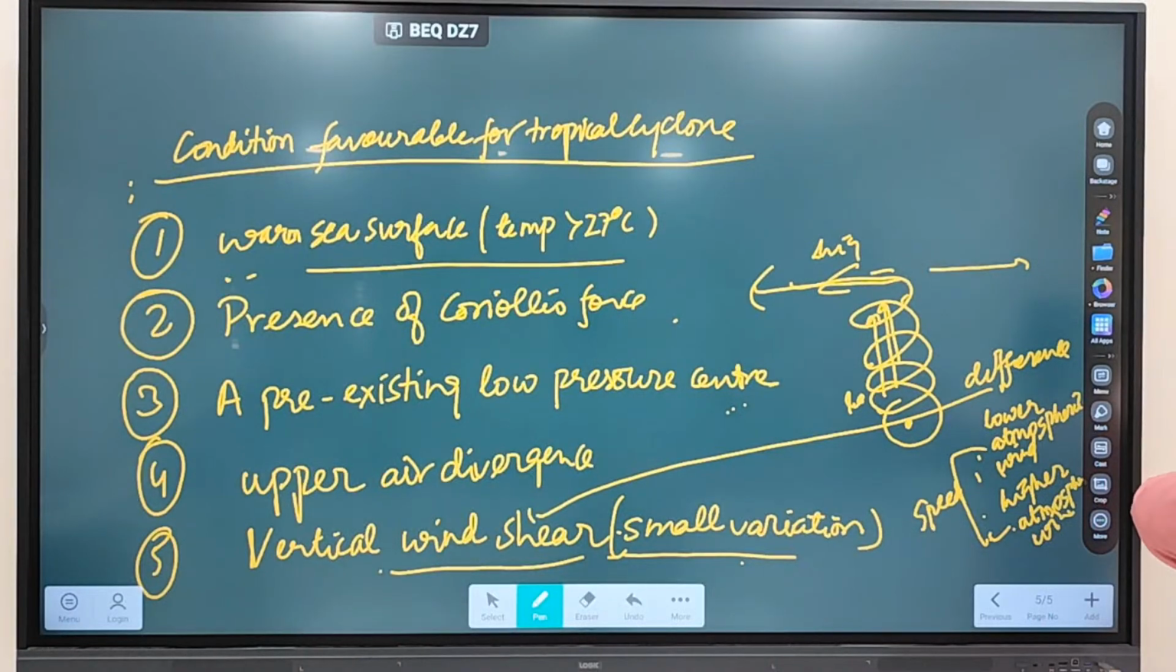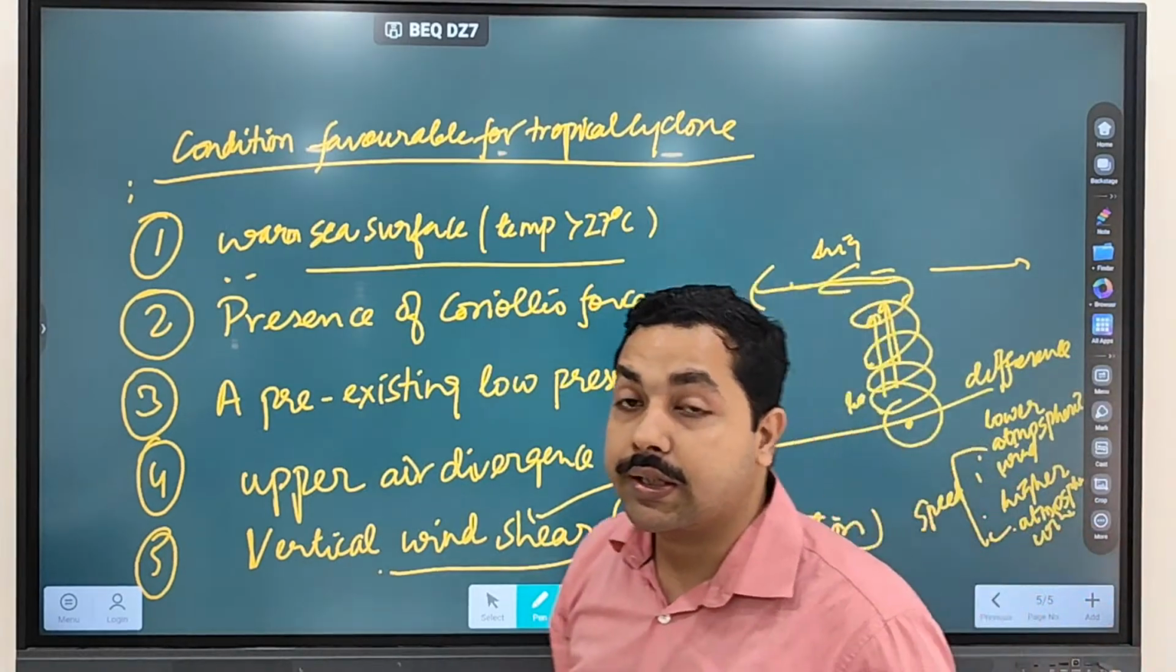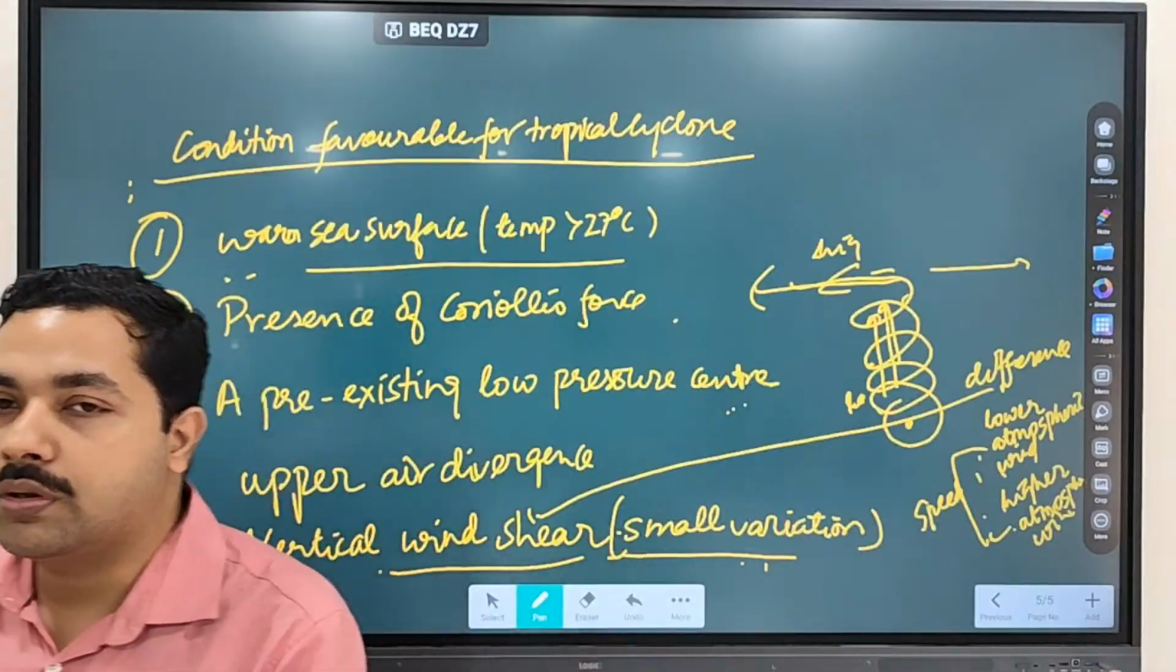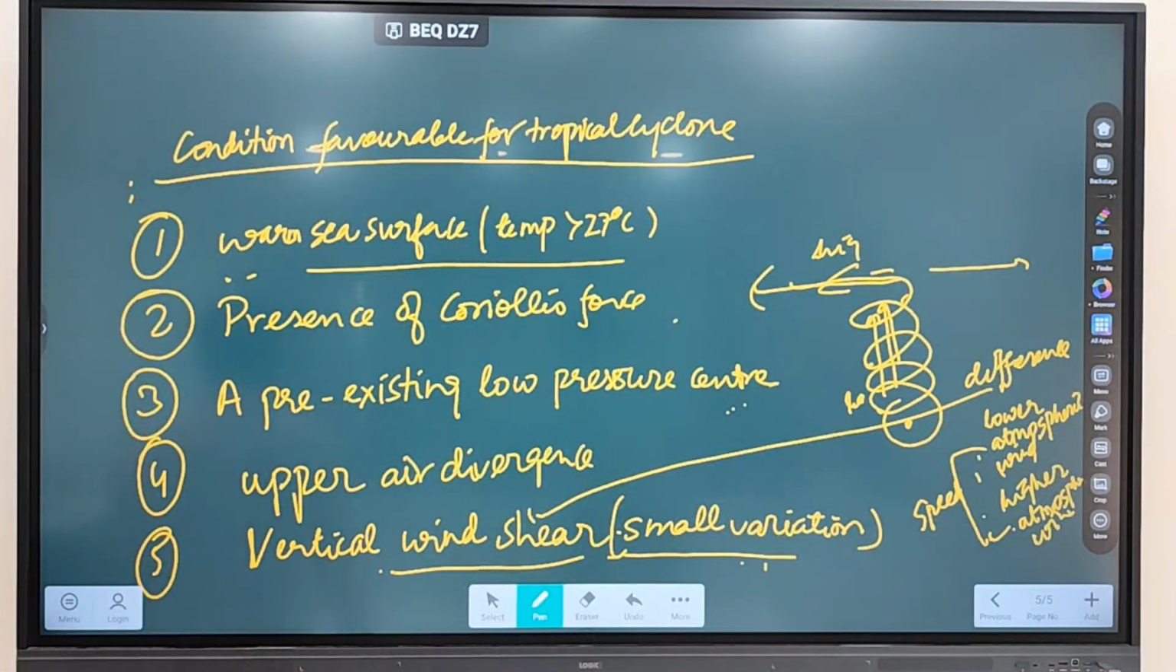There should be small variation in that. That is called wind shear. Any doubt regarding this? So these are the five conditions that are absolutely necessary to form tropical cyclones. Clear?